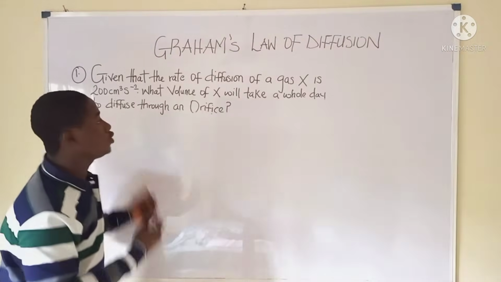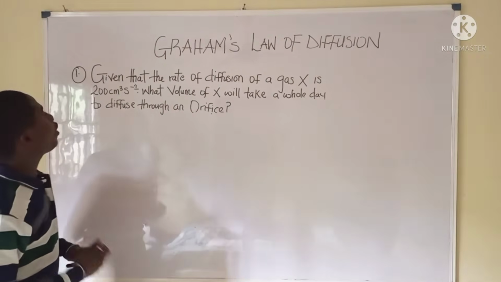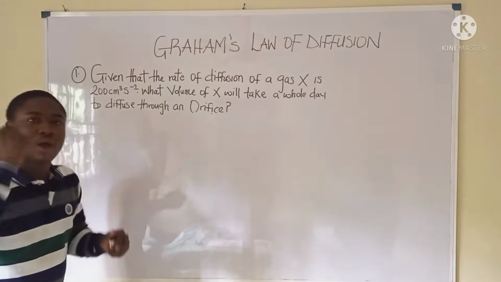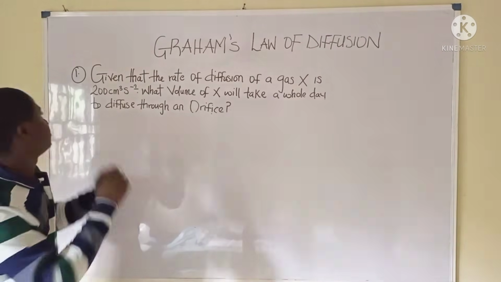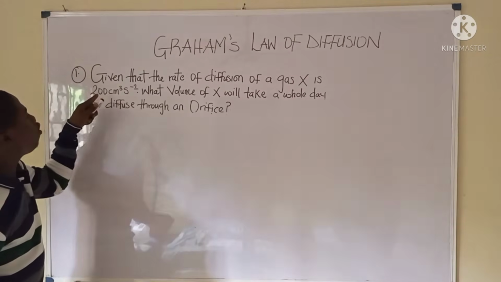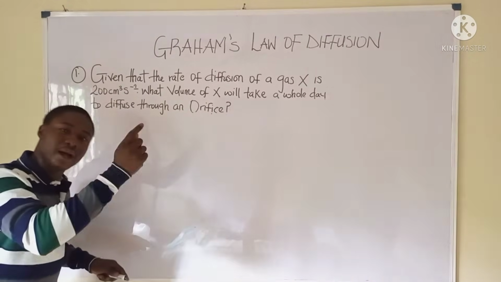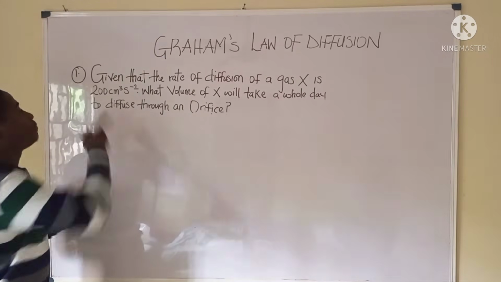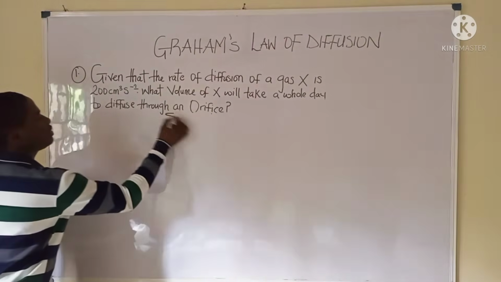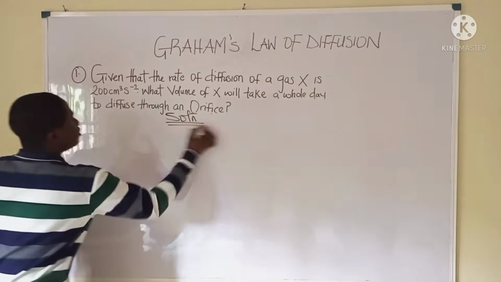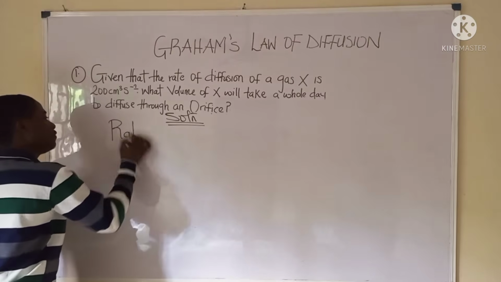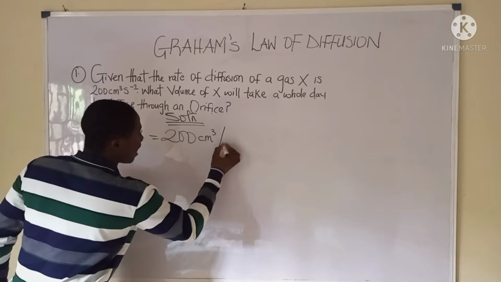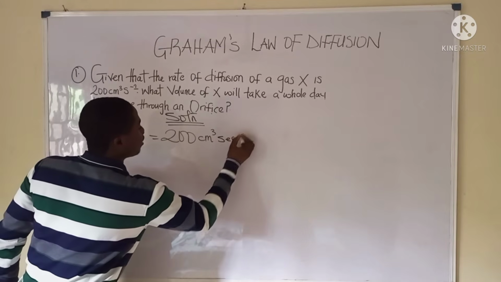Now, what does this question say? The question says, given the rate of diffusion of a gas X is 200 cm³ per second. So it means that the rate is already given. So our rate is already given to be 200 cm³ per second.